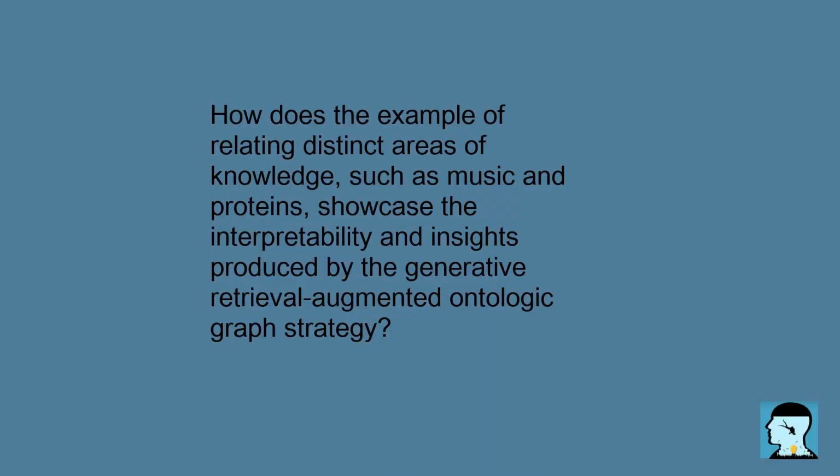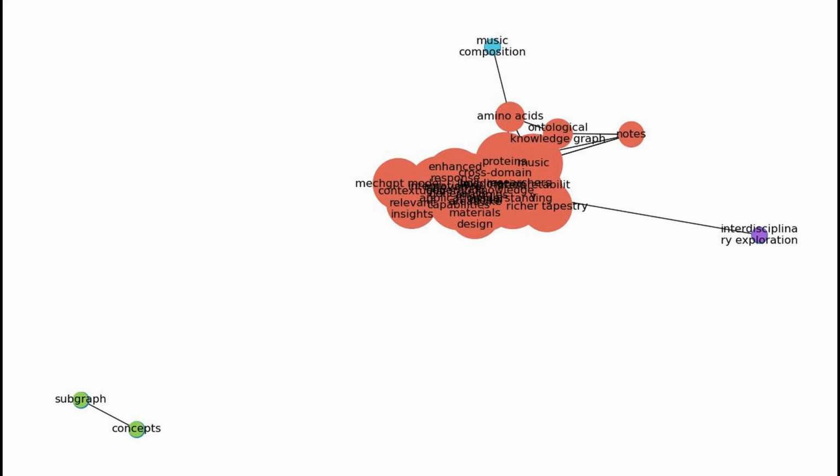How does the example of relating distinct areas of knowledge, such as music and proteins, showcase the interpretability and insights produced by the Generative Retrieval-Augmented Ontologic graph strategy? The example of relating distinct areas of knowledge, such as music and proteins, highlights the interpretability and insights produced by the Generative Retrieval-Augmented Ontologic graph strategy in several ways.